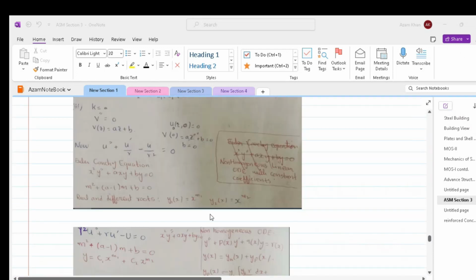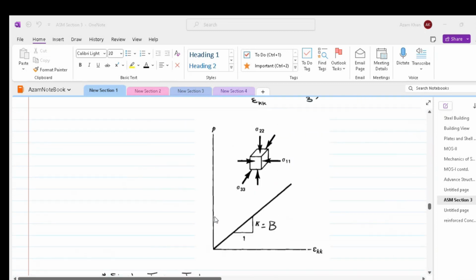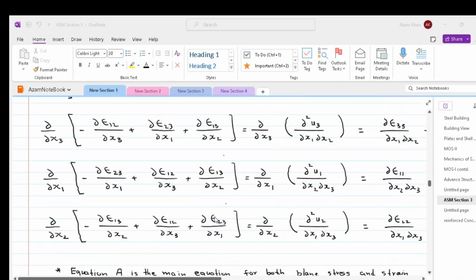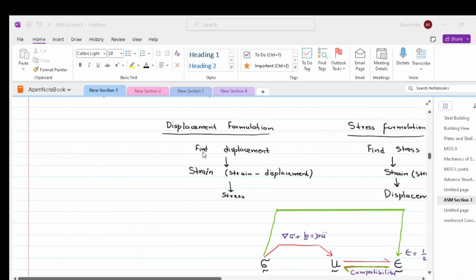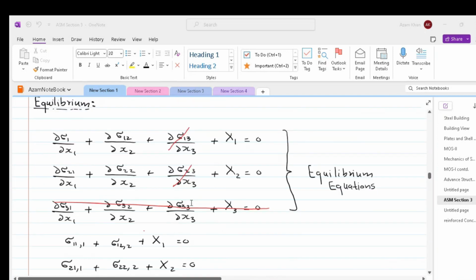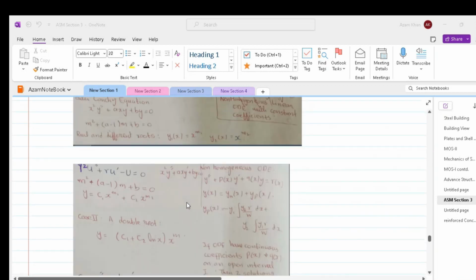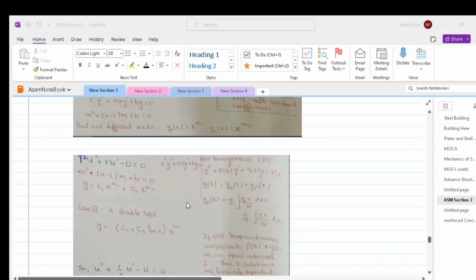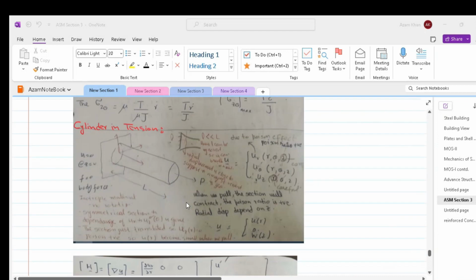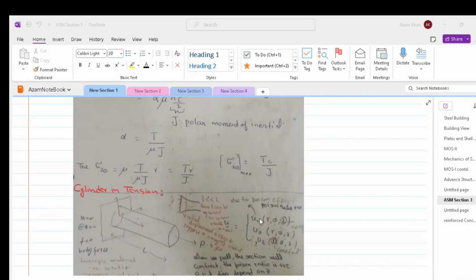So this problem we will solve using displacement formulation. First of all, we will find out displacement, then the strains, and finally stresses. This is the same method we followed previously in the case of a torsion of a cylinder. So let us start by assessing the displacements. We have three displacements, UR, U theta, and UZ.